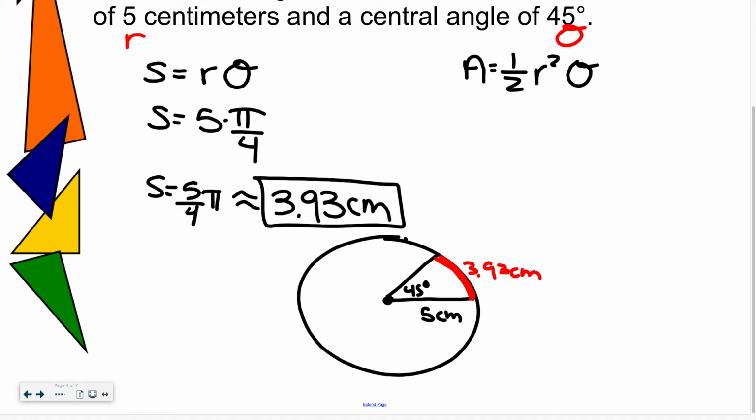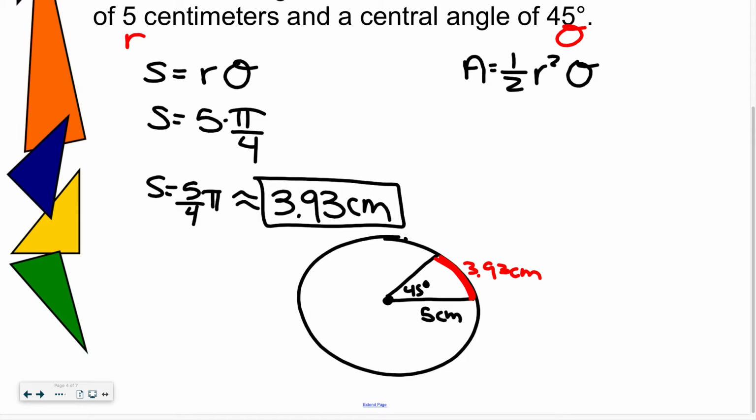Right? That makes sense. If the angle was 120 degrees, I'm thinking that's almost 2 radians. So it should be pretty close to 10 centimeters. So you can kind of try to make that connection as well between the radian and the arc length.